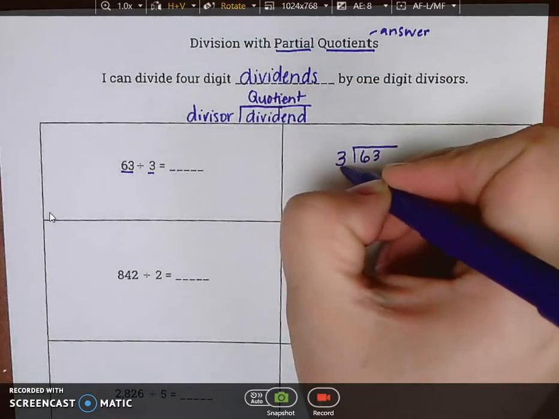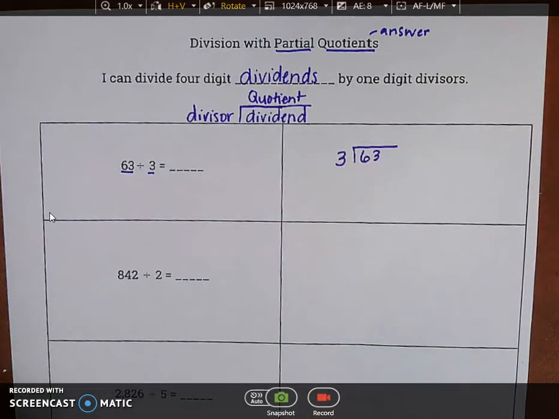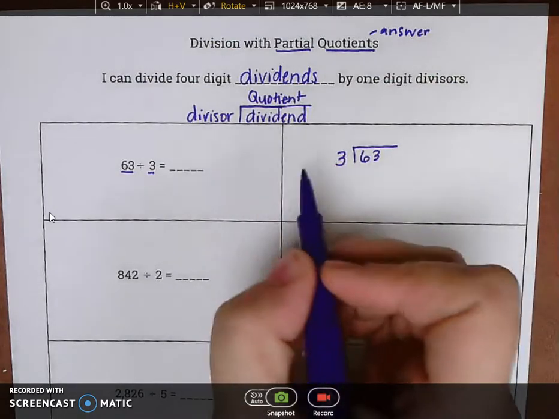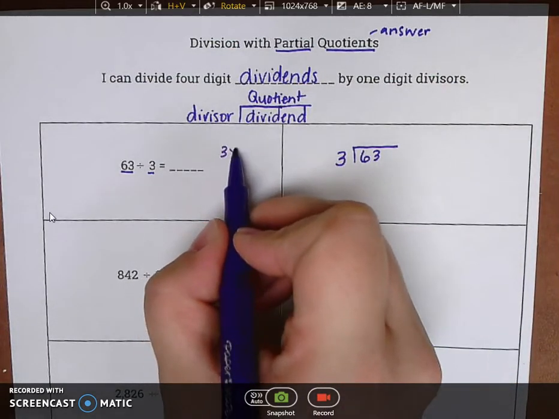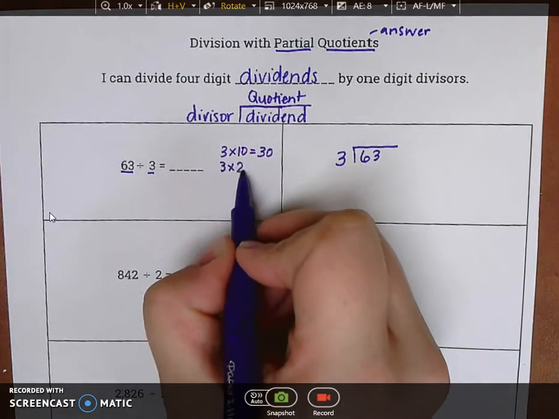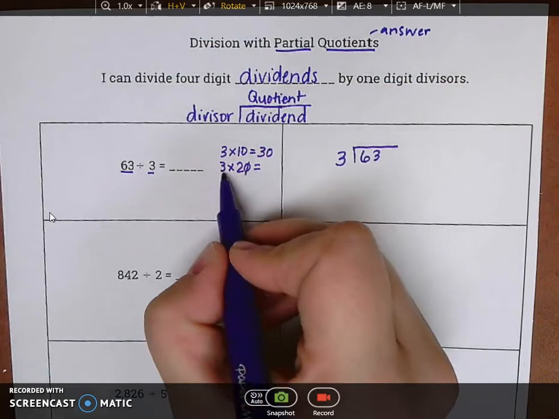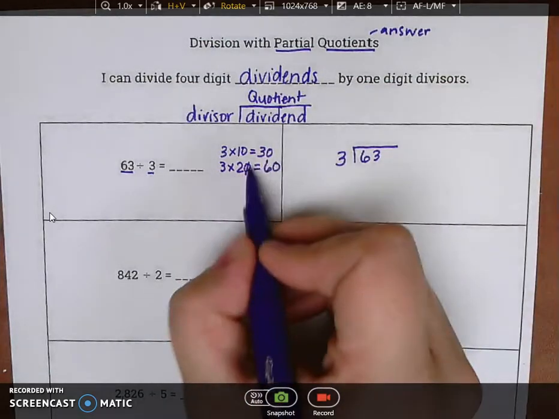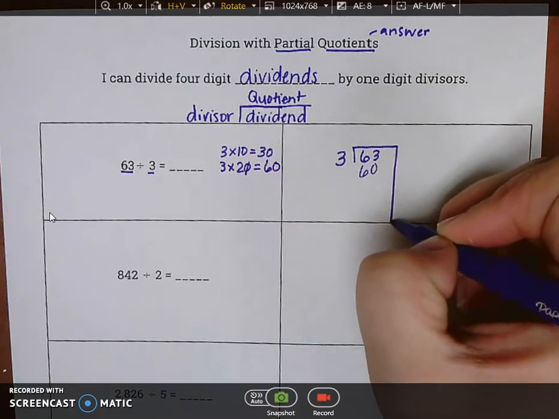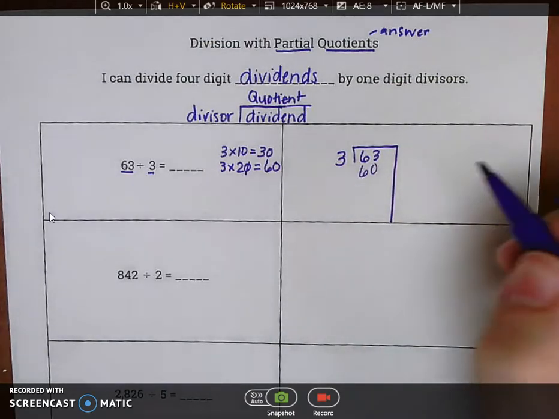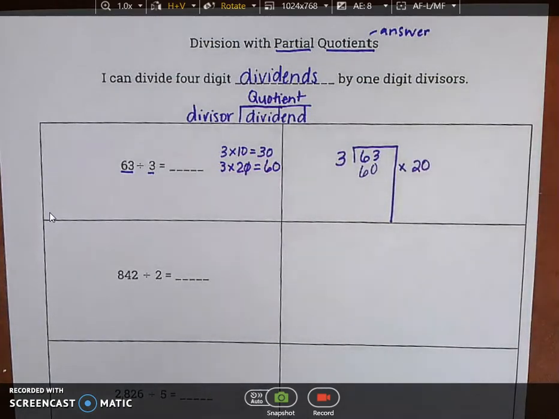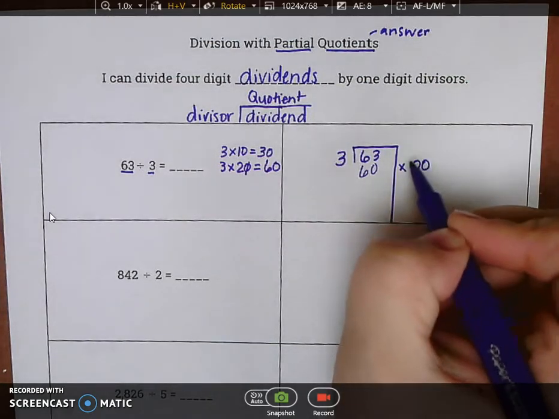So I'm going to think about how many 3's can fit into 63. So I'm going to first start with just 60. How many 3's can fit into 60? Well, I know that 3 times 10 is 30. 3 times 20 would be, cross out that 0, 3 times 2 is 6, add that 0 back on. 3 times 20 is 60. So I'm going to draw this line down the side here, and this is where I'm going to put my partial quotients. So 3 times 20 is 60. So far I fit 20 3's into 63.